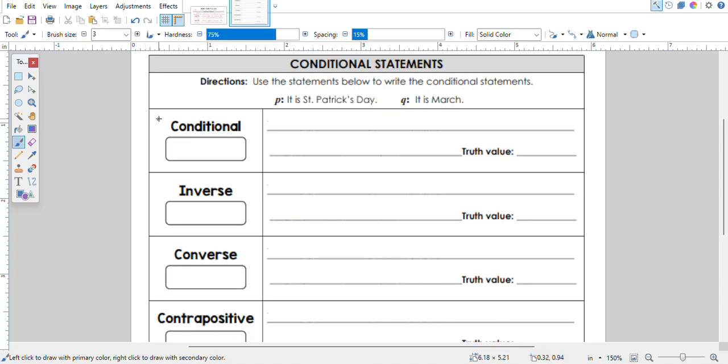A symbol that we are going to see now that we have not seen yet will look kind of like a squiggly. This means not. We also call this a negation.